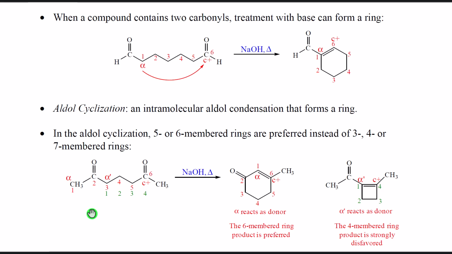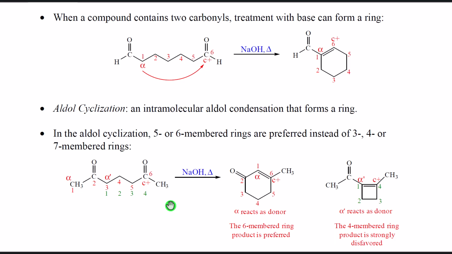If we use a ketone as our donor, the ketone can have the possibility of having 2 alpha carbons. In this case, I've labeled them as alpha and alpha prime. In that case, then, the alpha carbons would form rings of different sizes. For example, if we start counting on alpha, we can see that it would be 1, 2, 3, 4, 5, 6 carbons. That would form a 6-membered ring. If we start counting on alpha prime, we can see that we would form a 1, 2, 3, 4 carbon ring.